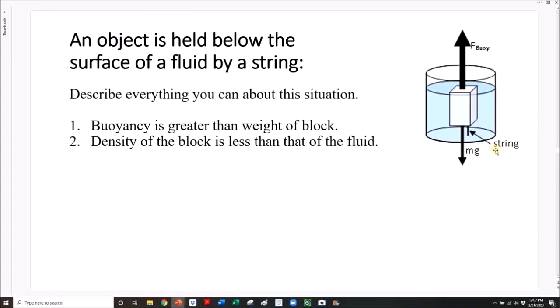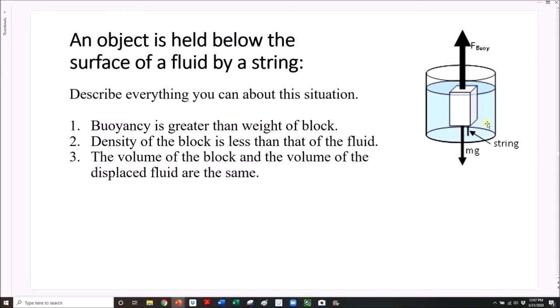Did you write down the density of the block is less than the density of the fluid? It's trying to float, so that means the block is less dense than the fluid. Did you write down that the volume of the block and the volume of the displaced fluid are the same in this case because it's submerged? Did you write down that the tension force here plus gravity force down has to equal the buoyancy force, or that the tension equals the difference between the buoyancy force and the weight of the block?